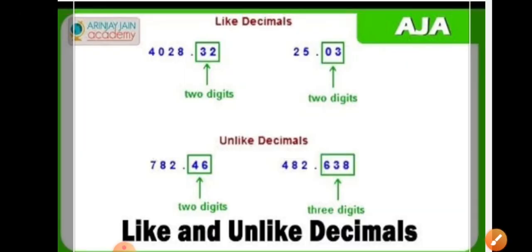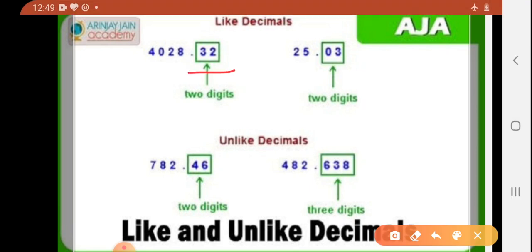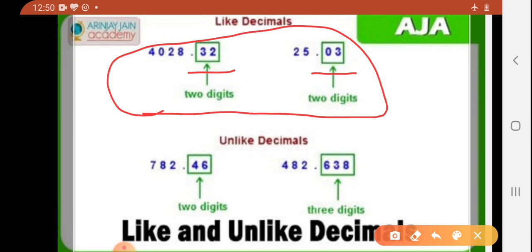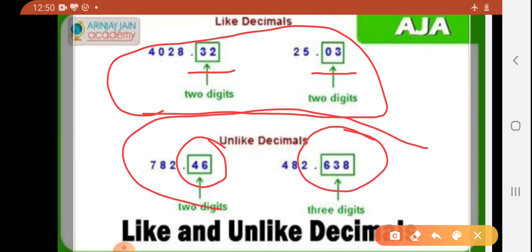Some more examples are there. Like decimals: 2 digits are there, and here also 2 digits are there. Therefore, they will be considered like decimals. Unlike decimals: after the decimal you can see 2 digits are there, and here 3 digits are there. Therefore, they will be unlike decimals.